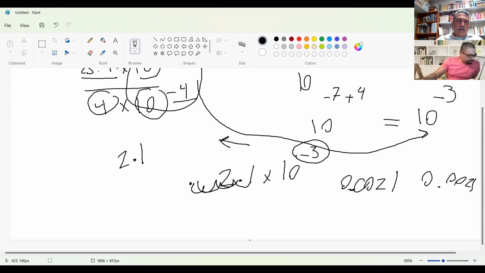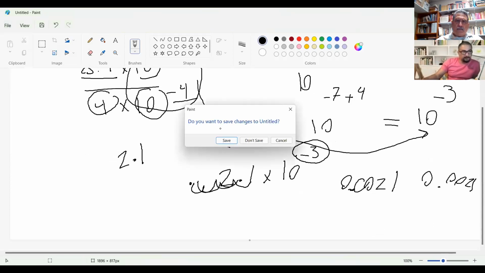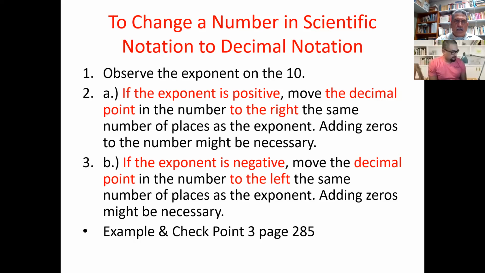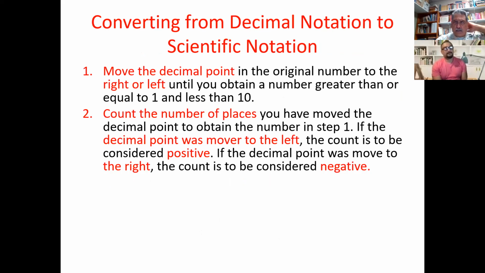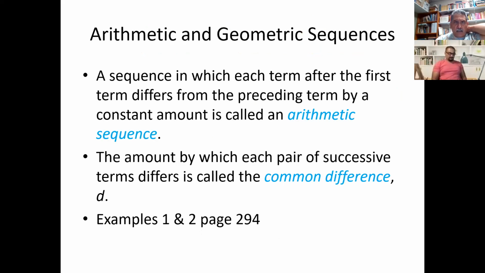Yeah, I'm following. Okay, now let's go back to our PowerPoint because I think we almost finished everything. Yeah, we talked about these. We talked about converting decimal to not. We did exam page 28. We finished. Just the last part, arithmetic and geometric sequences.